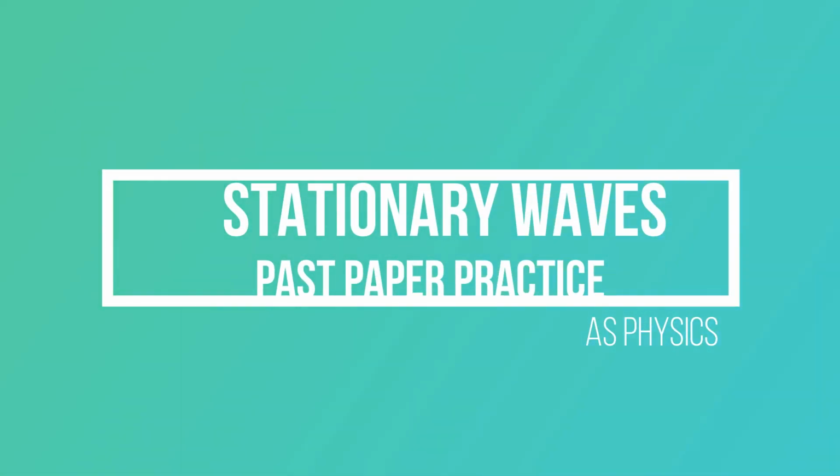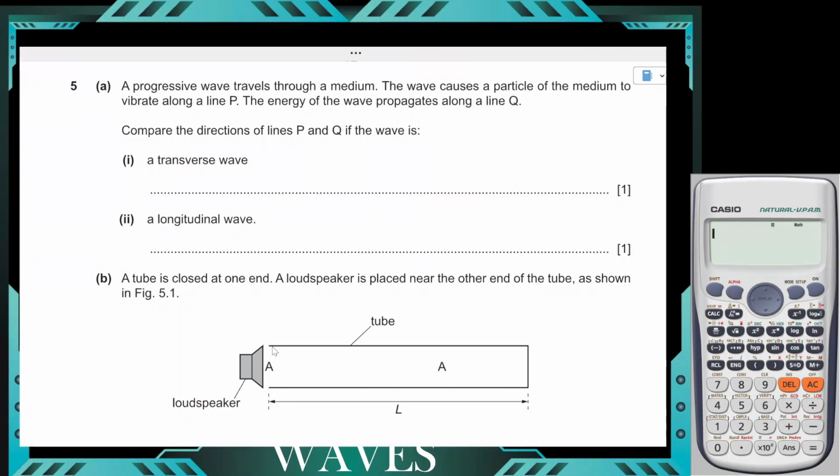So this one is from May-June 2023, paper 2-2. The first part: a progressive wave travels through a medium. The wave causes a particle of the medium to vibrate along the line P. The energy of the wave propagates along the line Q. Compare the direction of line P and Q if the wave is transverse.